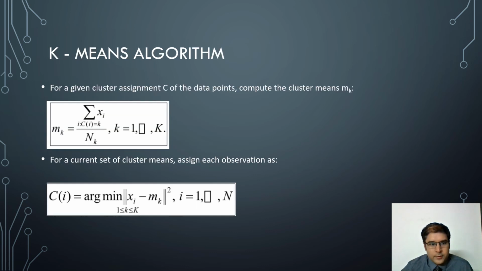So the K-means algorithm is discussed now. For a given cluster assignment C of the data points, compute the cluster means Mk, which is given as Mk equals the sum of xi over all i such that C(i) equals k, divided by n_k, where k is equal to 1 to capital K. For a current set of cluster means, assign each observation as C(i) equals argmin over k of the squared norm of xi minus mk, where i is equal to 1 to n and k varies from 1 to capital K.